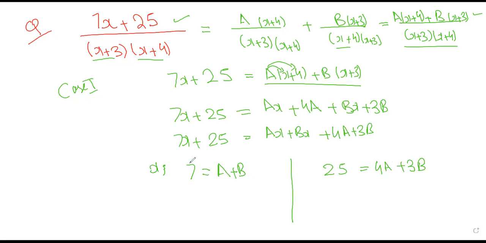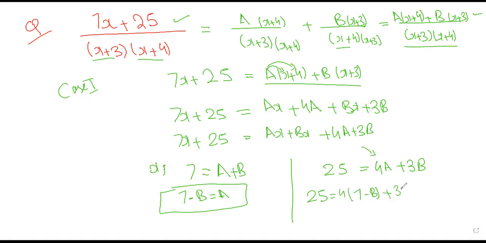Now let's just simplify this. So a can be 7 minus b. I'll plug in this value of a over here, and this will give me 25 equals 4 times (7 minus b) plus 3b, and that would be 25 equals 28 minus 4b plus 3b. 28 will go to that side, it would become minus 28, so 25 minus 28 would be minus 3 equals minus b. This means that b would be 3.